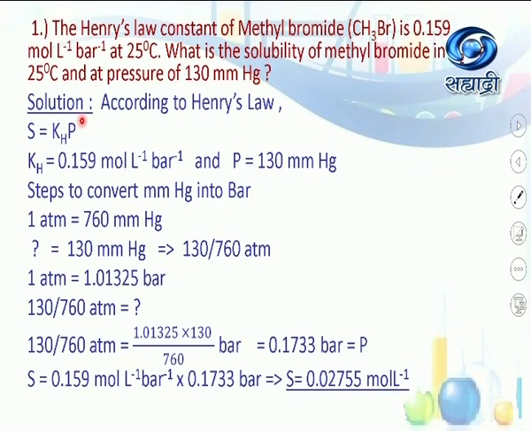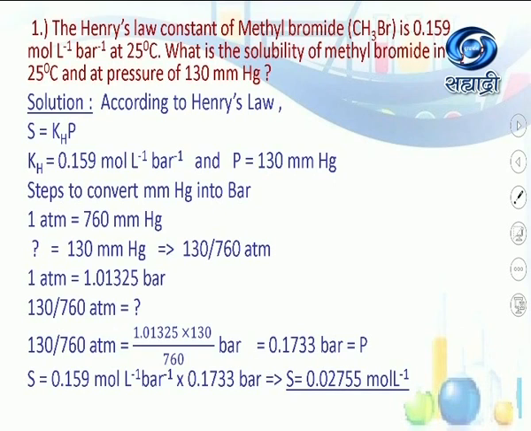So, do we directly substitute? S is equal to KH into P. No, remember that KH is 0.159 mole per liter per bar. And when we studied Henry's law, we saw that S is solubility, which is in terms of mole per liter, and P is the pressure which is in bar. Given pressure is in mmHg. So our first step is to convert this mmHg into bar.